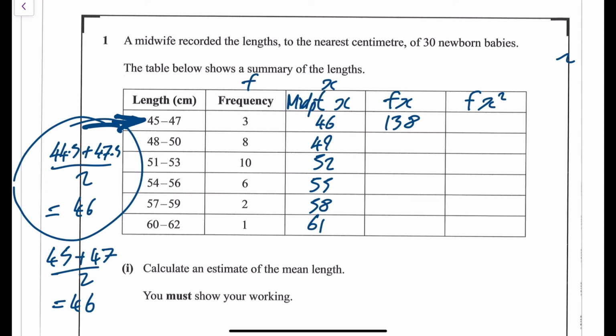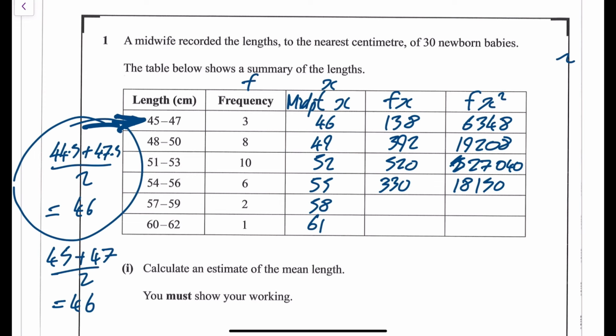So that's 3 times the 46 times 46 again, which gives you 6,348. Then 8 times the 49 gives you 392. Multiply by 49 again gives you 19,208. 10 times the 52 gives you 520, times by 52 again gives you 27,040. 6 times the 55 gives you 330, times by 55 again gives you 18,150.